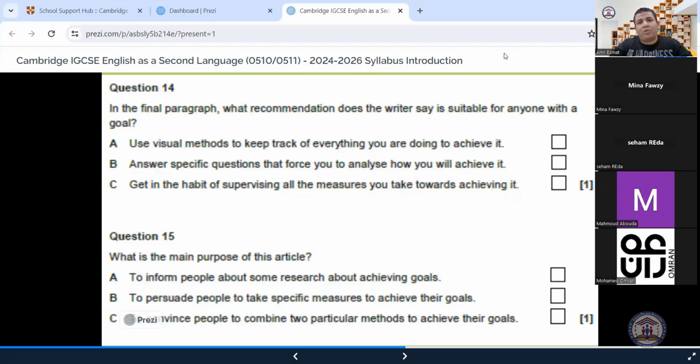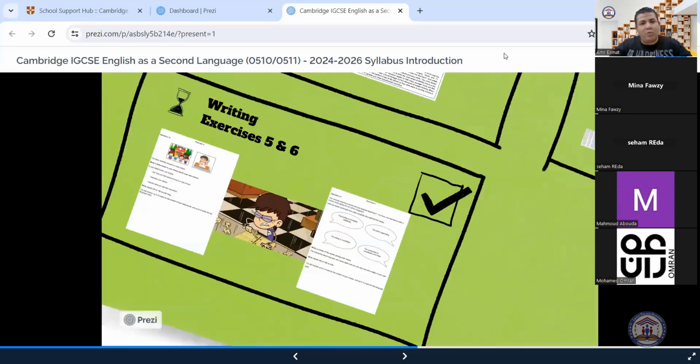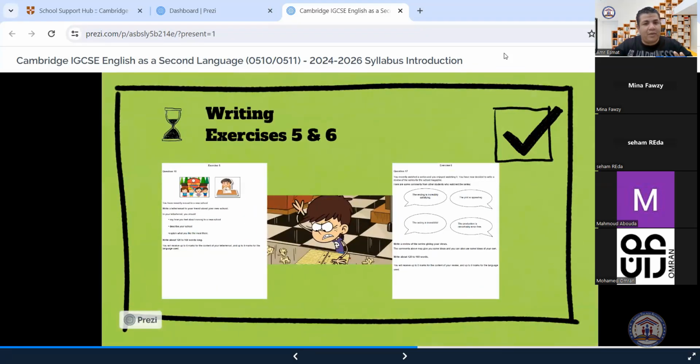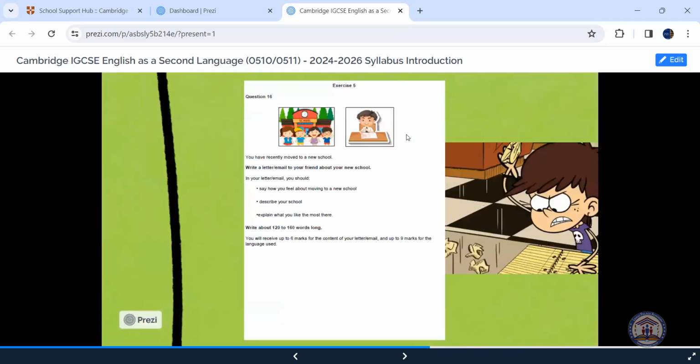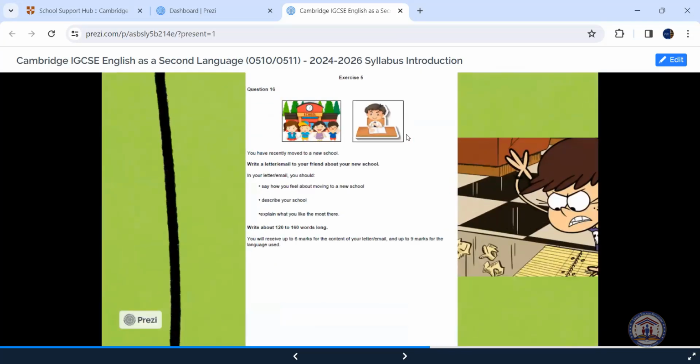After exercise 1 to 4, the student moves directly to the writing. In the writing, exercise 5, as I said, is a kind of informal email or informal letter. Okay, so this is exercise 5. You see here, you have recently moved to a new school. Write a letter or email to your friend about your new school. In your letter, you have to cover these 3 bullet points in order to be on track.